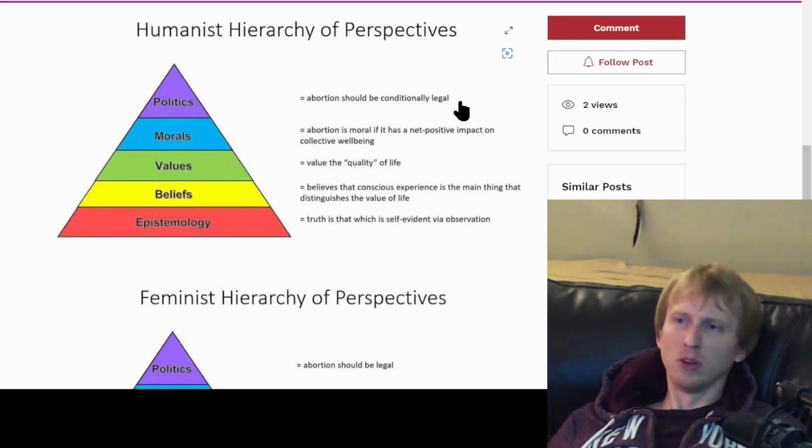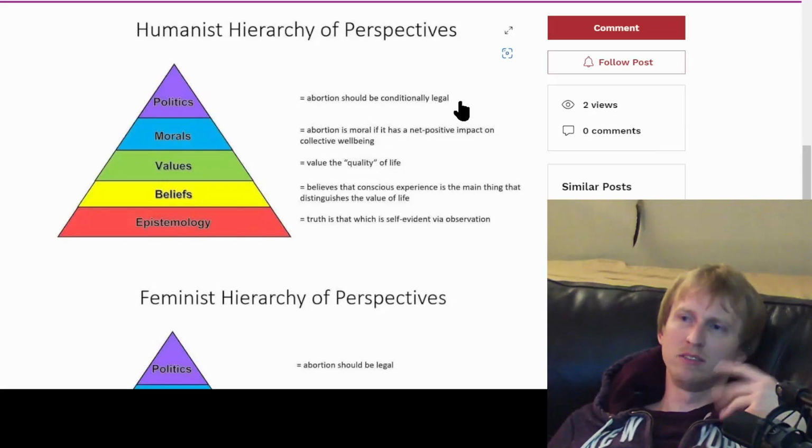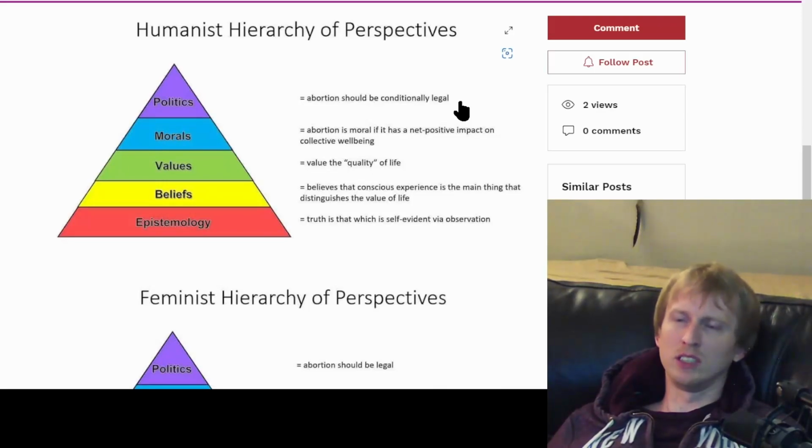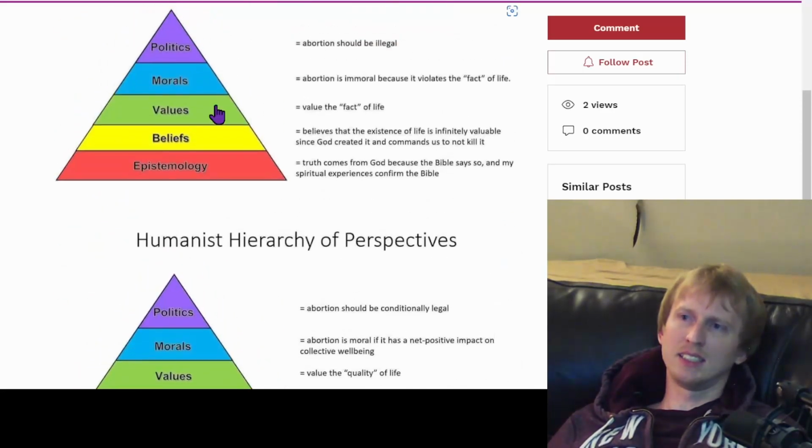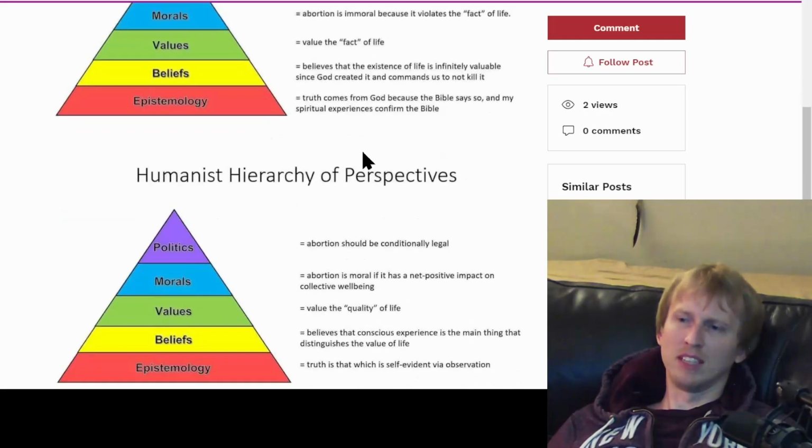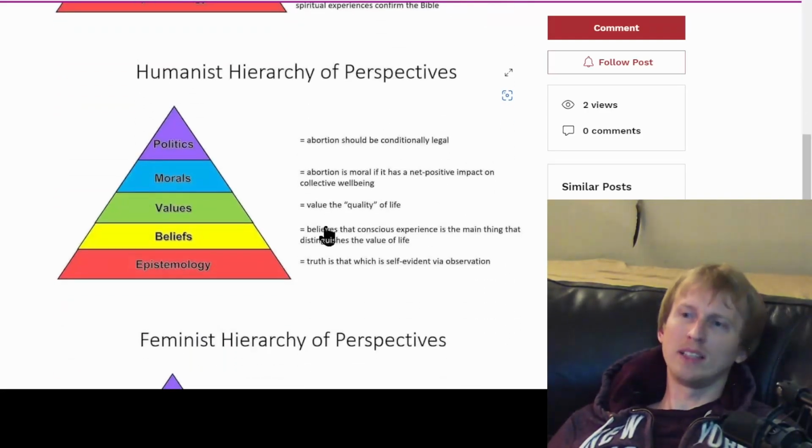Let's dig a layer deeper. Morality. Abortion is moral if it has a net positive impact on collective well-being, right? Humanists care about humans. They care about the quality of life of humans. They probably care about the quality of life and the fact of life, but they're more inclusive of different value systems like utilitarianism. So for the value system beneath their morality, they value the quality of life. To contrast it, the Judeo-Christians value the fact of life. The humanist values the quality of life.